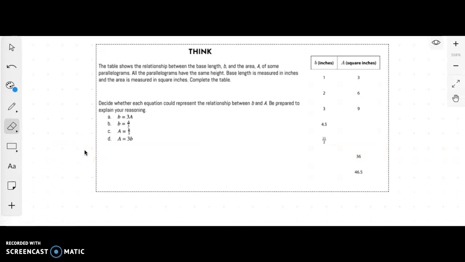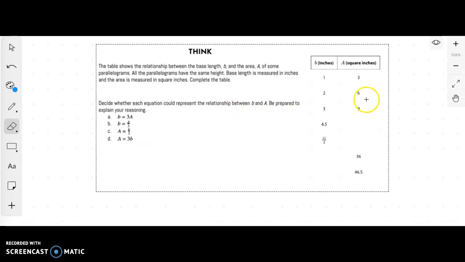All right, so you had some time to think about it. So let's go through together what is going on. It says the table shows a relationship between the base length B and the area A of some parallelograms. All the parallelograms have the same height. Base length is measured in inches and the area is measured in square inches. Complete the table. First of all, if parallelograms is a new word for you, it's actually not super important for our work, but parallelograms just mean that opposite sides are parallel. It has 4 sides.